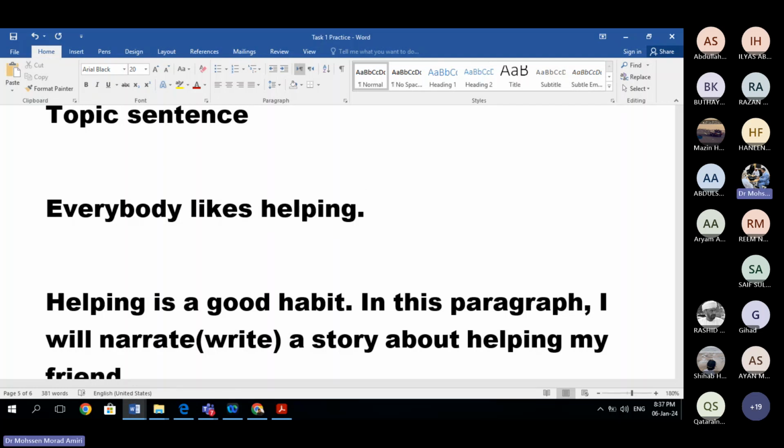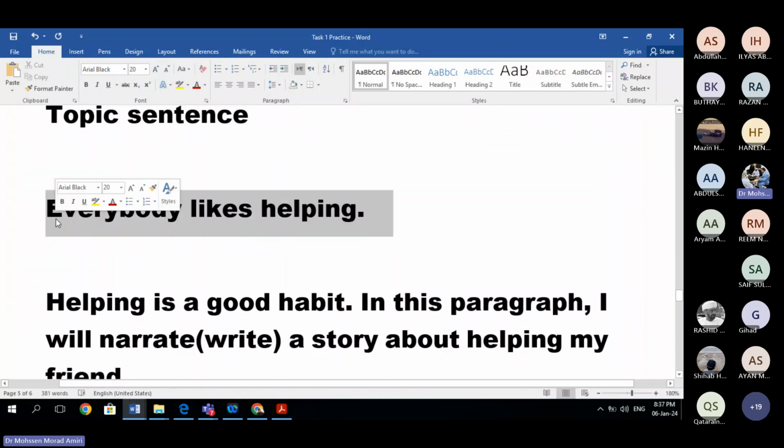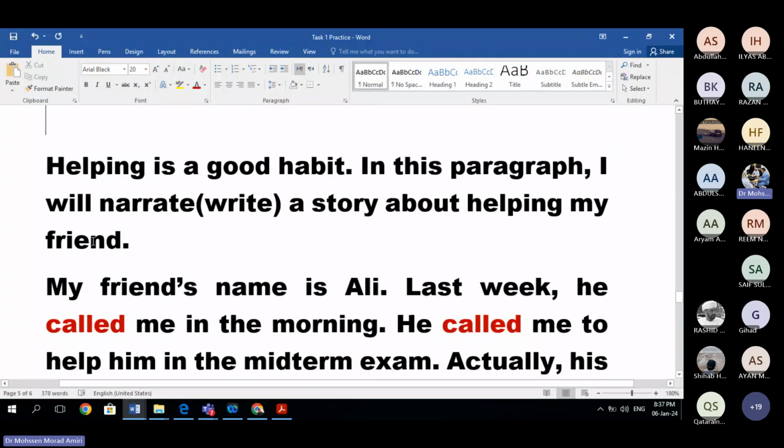But don't say that I like helping this and that at the beginning. Don't use I. But then maybe you can write like this. It is up to you. The way that your teacher told you, guys, write it in that way. Again, I'm saying, this is just one way. If you can write it, so in this paragraph, comma, I will narrate. You can write narrate, or you can say I will write. Okay? I will write a story about helping my friend.